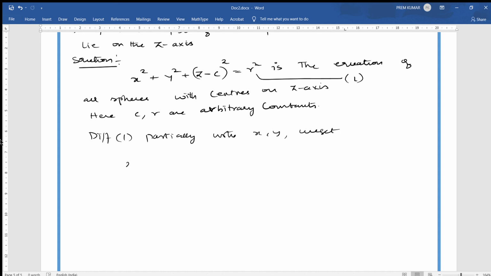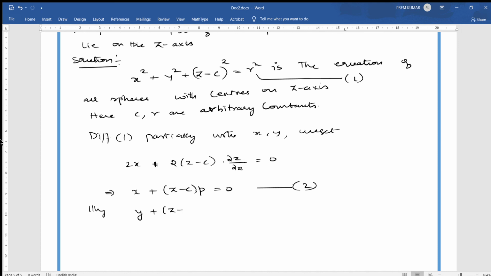So what happens with respect to x? 2x plus, if you differentiate with respect to y, it will become 0. So 2 into z minus c into dou z by dou x equals 0, because dou r by dou x is 0. So what we get is x plus z minus c into p equals 0. I name this equation as 2. Similarly, if I differentiate with respect to y, I get y plus z minus c into q equals 0. This is the third equation.